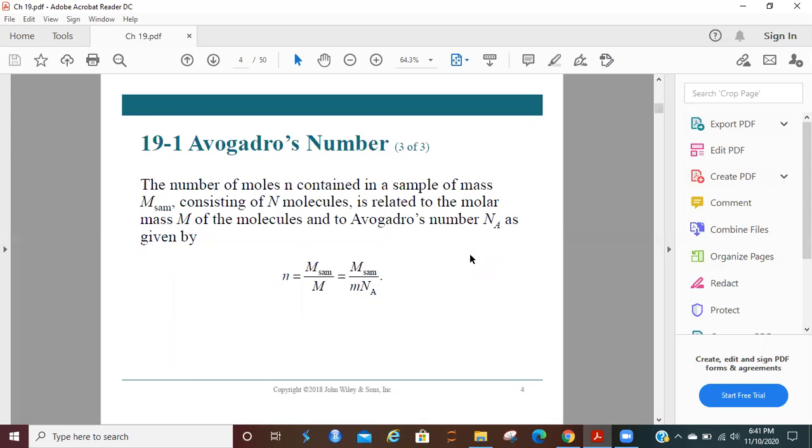The number of moles n contained in a sample of mass M sub sam, consisting of N molecules, is related to the molar mass of the molecules and to Avogadro's number as given by the following. So the number of moles is going to be the mass of the sample divided by the molar mass. And if we substitute the molar mass with m times Avogadro's number, we get the same formula.